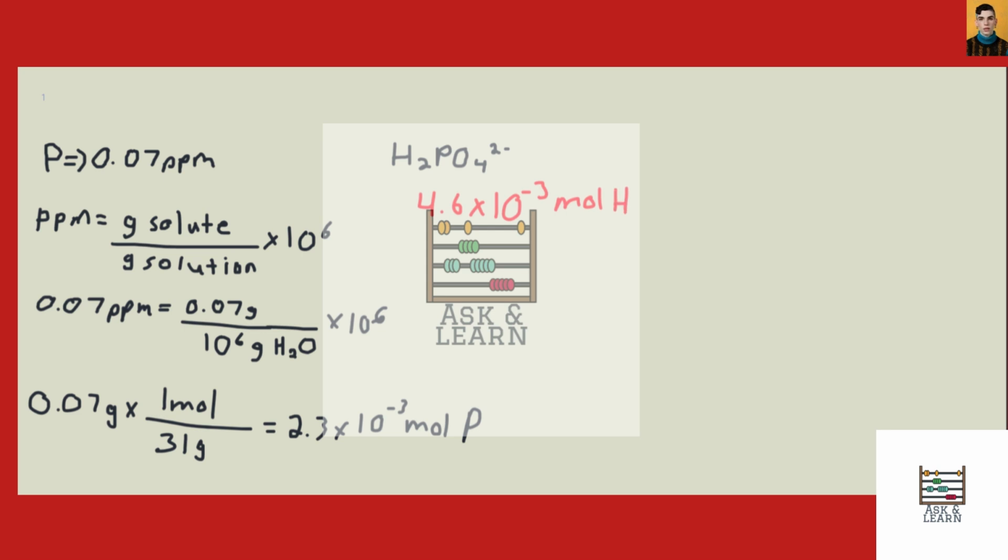And for oxygen to phosphorus, it's 4 to 1. So we're going to multiply 2.3 times 10 to the negative third moles times 4, and then we're going to get 9.2 times 10 to the negative 3 moles of oxygen.